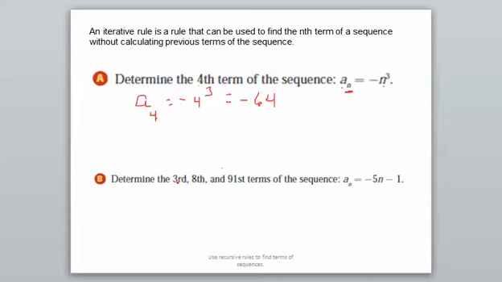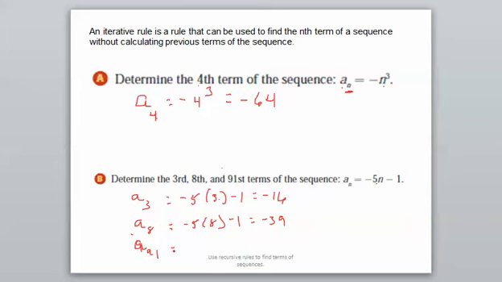This one asks me to find the third, a sub 3, the eighth, a sub 8, and the 91st, a sub 91. Okay? And my equation here is nothing more than negative 5n minus 1. So I'm going to say negative 5 times 3 minus 1. Well, negative 5 times 3 is negative 15 minus 1 gives me a negative 16. For 8, negative 5 times 8 minus 1. That's negative 40 minus 1. That's a negative 39.